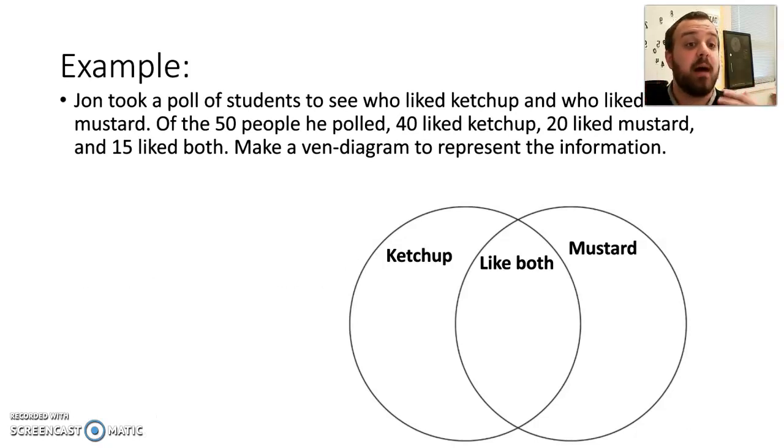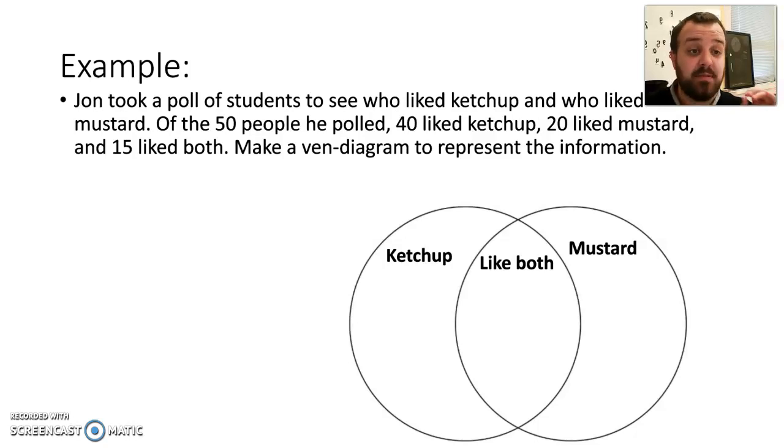And here's the kind of problem you could get that you would need a Venn diagram for. So John took a poll of students to see who liked ketchup and who liked mustard. Of the 50 people he polled, 40 liked ketchup, 20 liked mustard, and 15 liked both. Make a Venn diagram to represent this information.